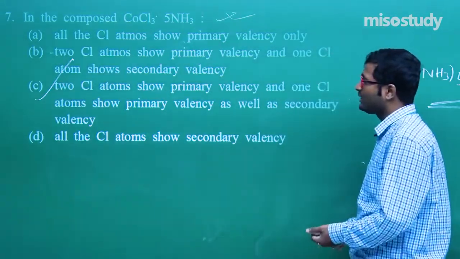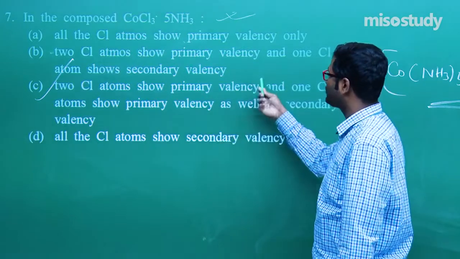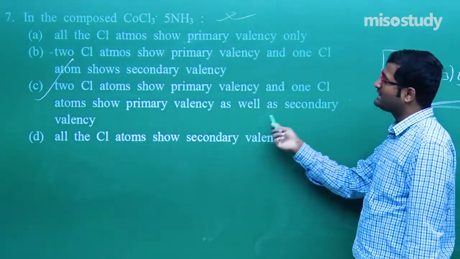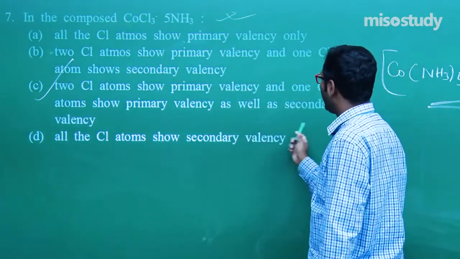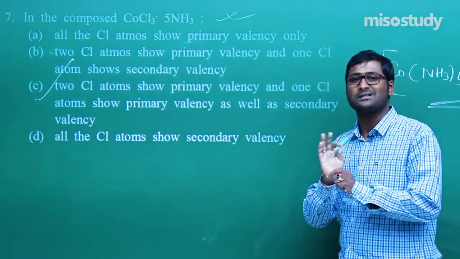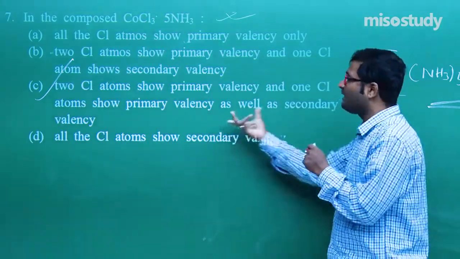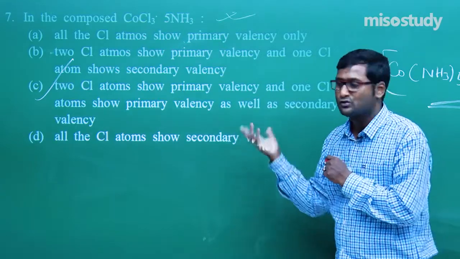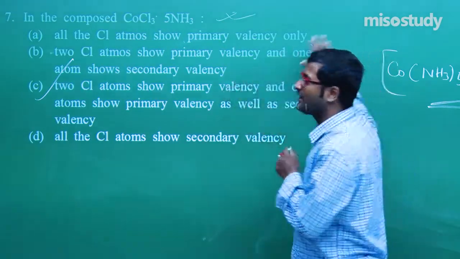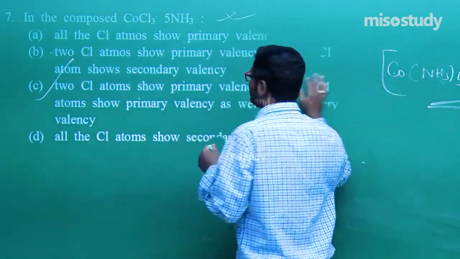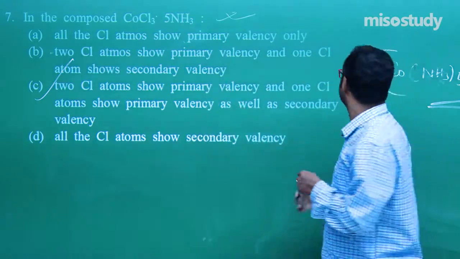Now, wait for a moment. Here is some contradiction, don't get confused. Two Cl atoms of primary valency, and one Cl atom of primary valency as well as secondary valency. This is just the elaboration of the topic. So this is the best explanation, and the correct form is like this. So we can say for this, C is the correct option.